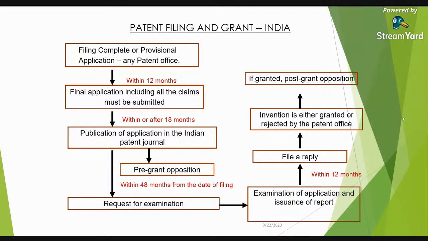Once the post-grant opposition is filed, both parties are supposed to file their grounds. The grounds are heard by the opposition board, and then the board decides whether the invention is granted or rejected. You can also appeal the decision for pre-grant or post-grant with the IPAB, the Intellectual Property Appellate Board of India, or even at the High Court level.